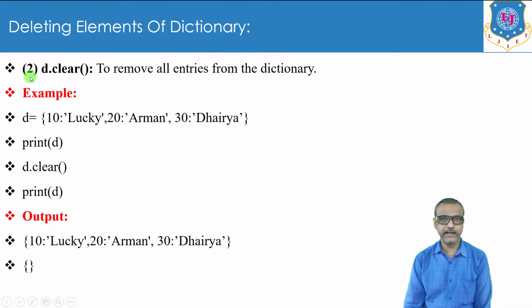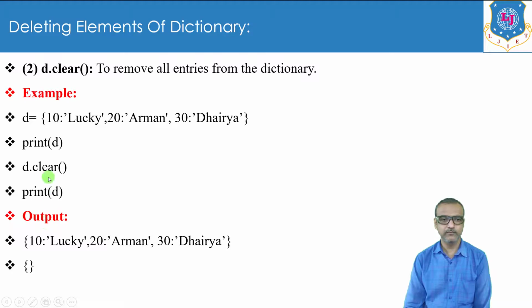Now we will see the second method, that is D dot clear. What this function will do is remove all entries from the dictionary. For example, we have created one dictionary named D, that is this one. Print D will give us this dictionary. D dot clear will clear all the key value pairs from the dictionary D, and after that, if we write print D, it will give us an empty dictionary.